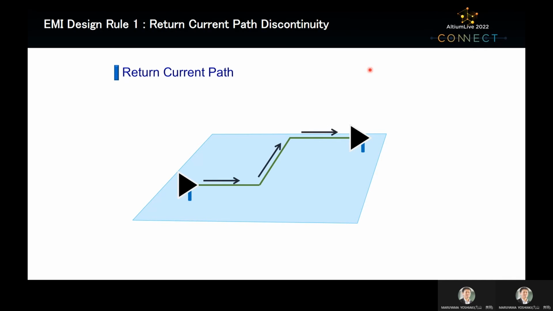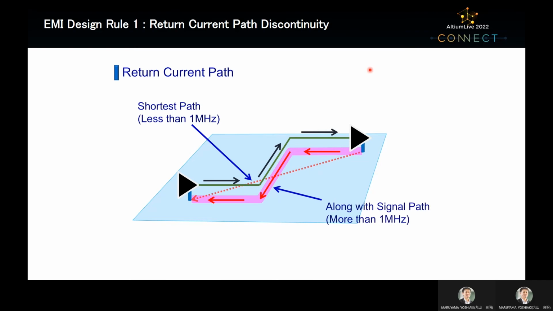If current whose frequency is less than 1 MHz flows into the trace like this arrow, return current flows into the shortest path in the ground plane like this dashed arrow. In the case where the frequency is more than 1 MHz, return current flows into the ground plane along with the signal trace like its shadow.